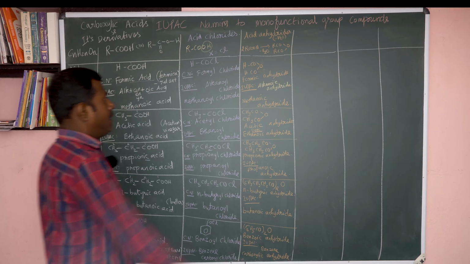Actually, esters are formed from carboxylic acid. That's why it is the derivative of carboxylic acid. So all these derivatives are formed from what? Carboxylic acid only. That's why they are called its derivatives.